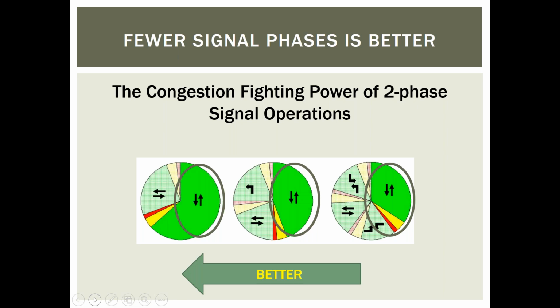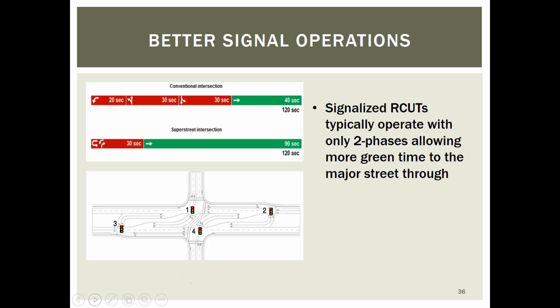And that's the congestion fighting power of the 2-phase signal, or the super streets. So a signalized R-CUT does operate as a 2-phase signal. And the major street movement, when the major street movement gets stopped, when they get the red, that is when the minor street traffic gets the green to make the right turn coming out of the minor street.